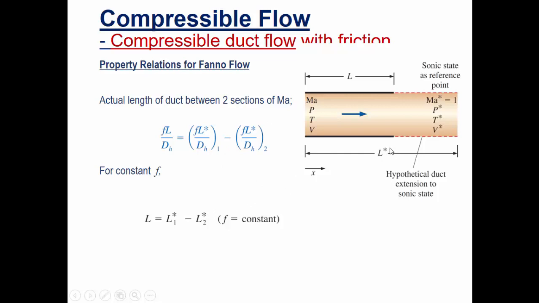Note that this critical length is actually the imaginary length where the flow will reach Mach number equal to 1, where at this point all of the properties of the flow are at the critical point, and the difference between the imaginary length of the two Mach numbers will give you the actual length between the two sections in the duct, where in the flow the Mach number might be different or might change throughout the flow.